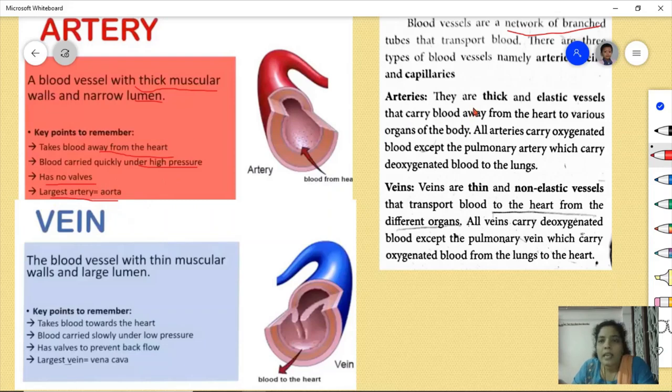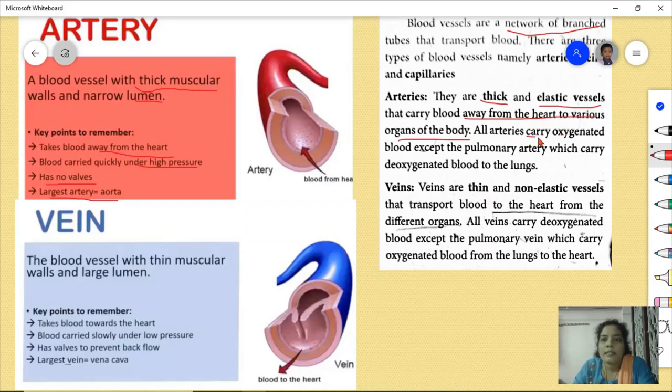Arteries are thick and elastic vessels that carry blood away from the heart to various organs of the body. The walls are very thick and elastic.